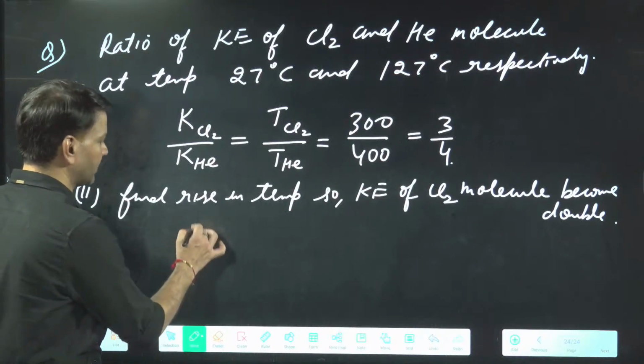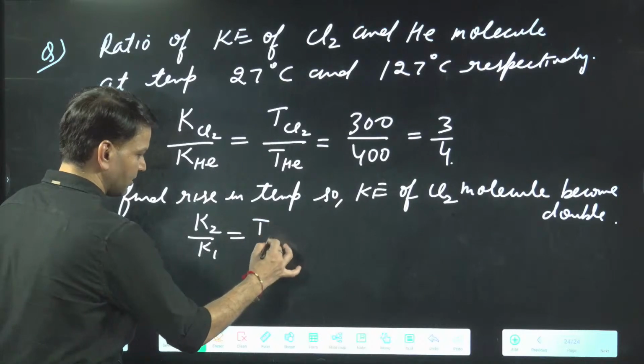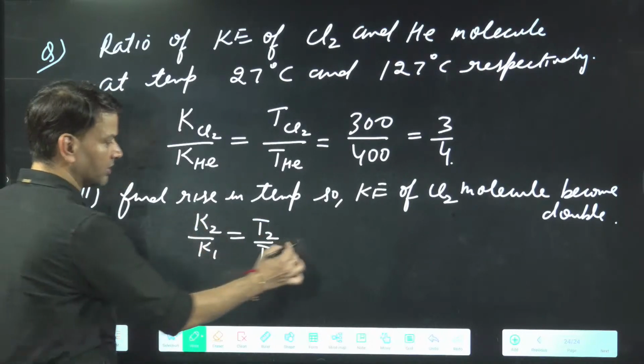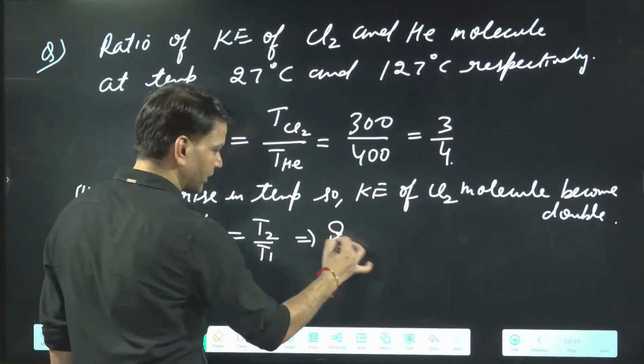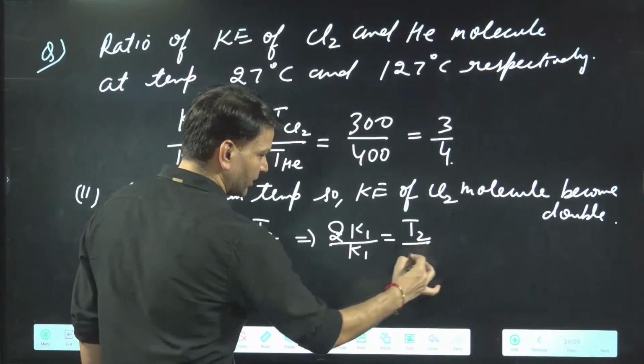Then you will say again K2 by K1 equals T2 by T1. Kinetic energy becoming double means K2 is equal to 2K1. Then you will get 2K1 by K1 is equal to T2 by T1. T1 is what?